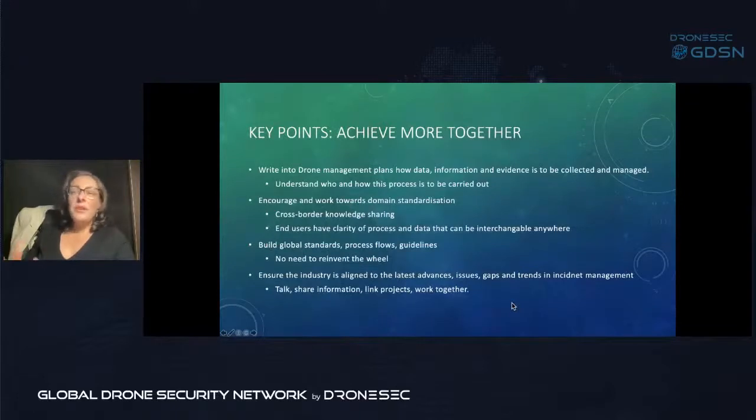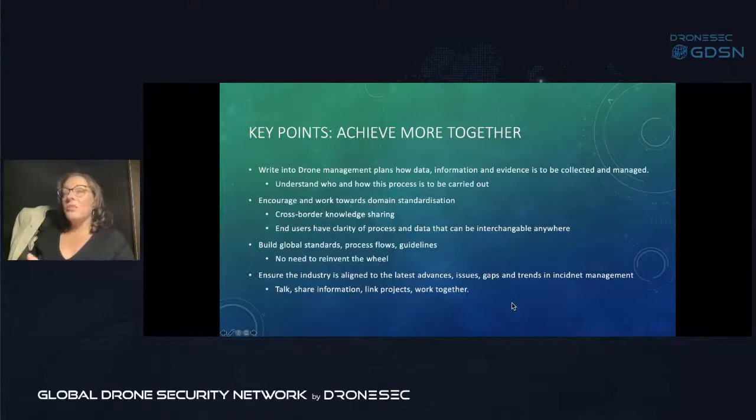So key points just to maybe think about, just to conclude here. We can achieve more together. I don't know how else to say it, because if we actually want to be able to collect evidence on a global scale, or even at a regional scale, we have to be able to do this together, to be able to share it and know what's going on. So we need to write into the drone management plans how data and information and evidence is to be collected and managed, and understand who and how this process is going to be carried out.